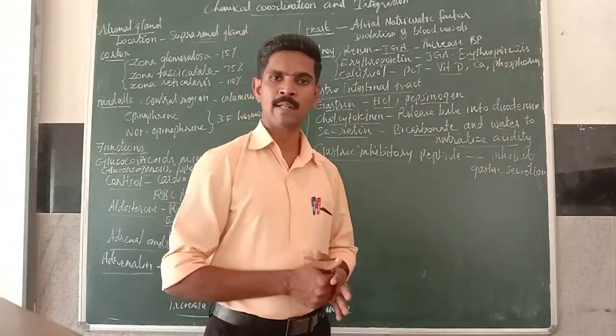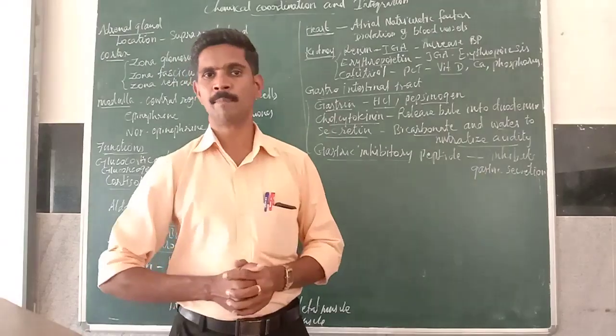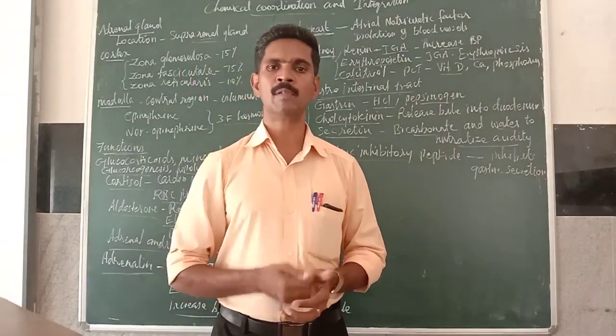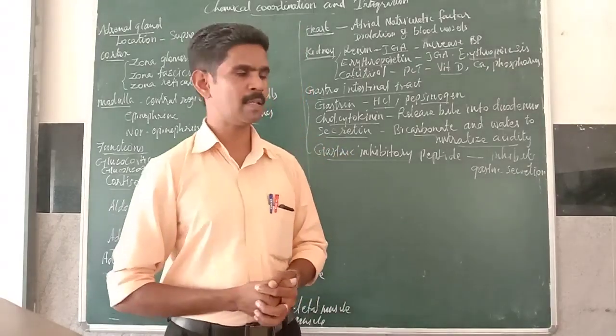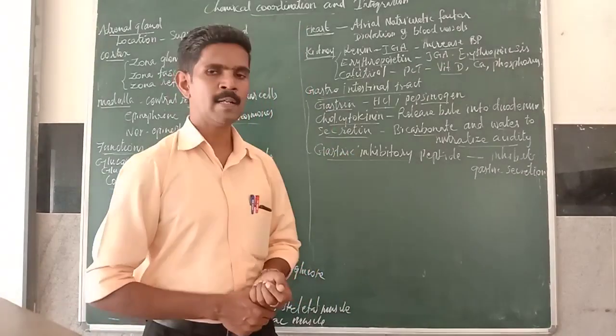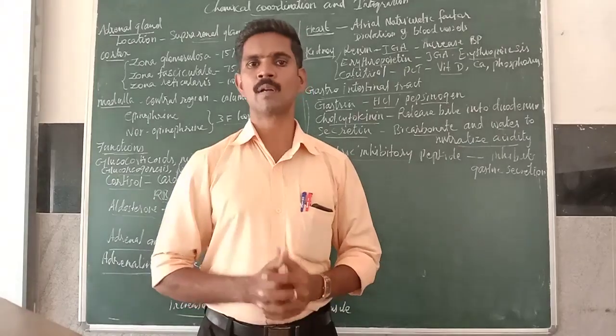So today we have studied about the major endocrine glands and three important parts that act as endocrine organs. First we studied the heart, then the kidney, then the gastrointestinal tract. Hope you all understood.